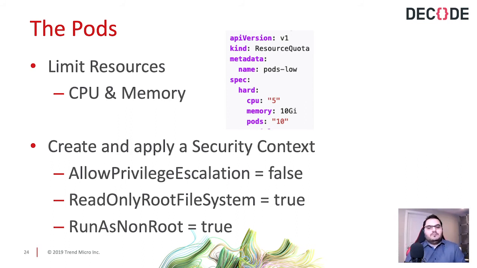Read-only root file system. So you should set that to true, because you don't want the root file system of your containers to be writable, right? So if someone can write there, then they can modify it, and that's an issue. And runs as non-root. So I set it to true because you don't want your pods or containers running as the root user, right? Because if someone compromises that, basically it's easier for them to break out of the container.